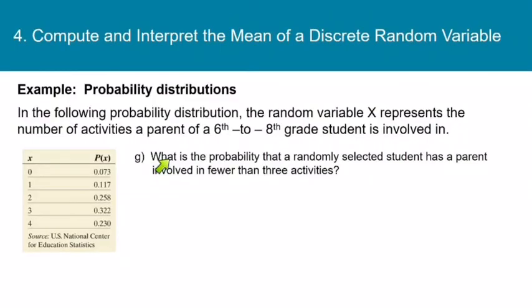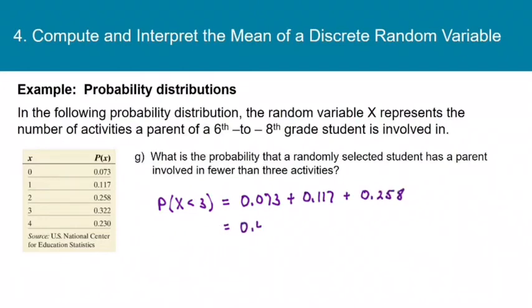And part G, what is the probability that a randomly selected student has a parent involved in fewer than 3 activities? Okay, well, fewer than 3 could be 0 or 1 or 2, but it could not be 3 because it says fewer than 3, so we don't want to include the 3. So the probability would be 0.073 plus 0.117 plus 0.258 for a total probability of 0.448.